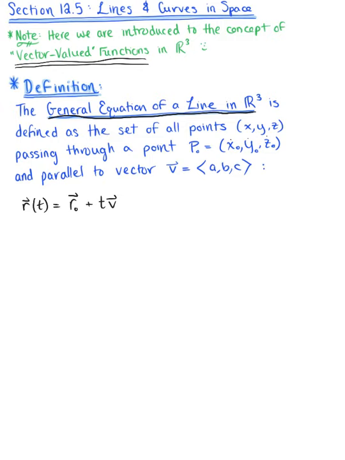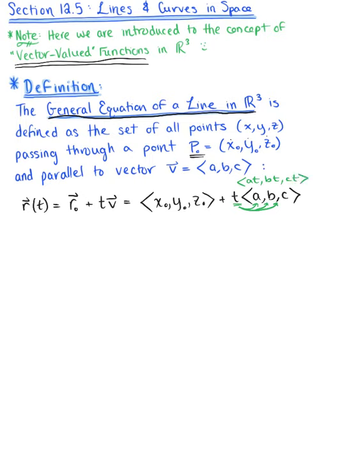This position vector r naught is the vector defined from the origin to the point P naught. So this will be the vector with components x naught, y naught, z naught. And then we have plus the parameter t multiplied by our parallel vector a, b, c. Using a little vector arithmetic, we can distribute this scalar multiple, our parameter t, through to each component, which would rewrite this vector as at, bt, ct.